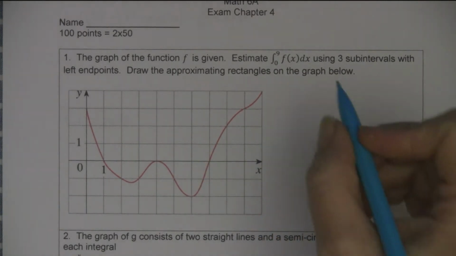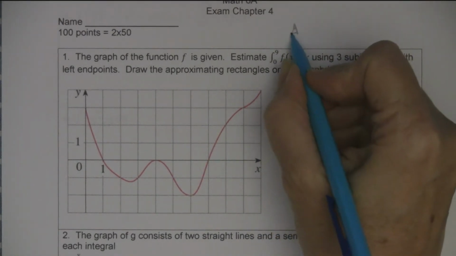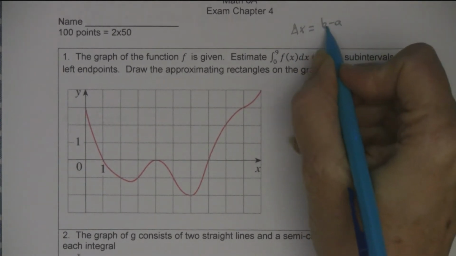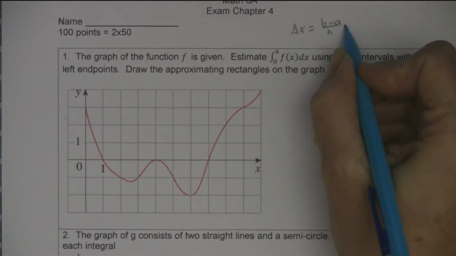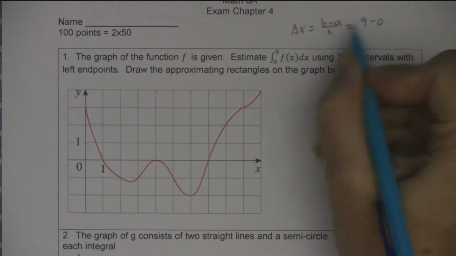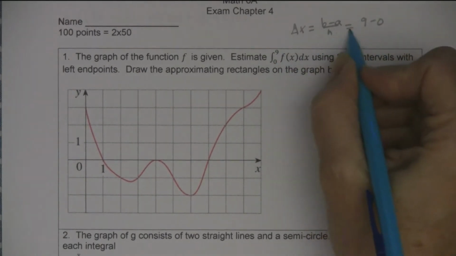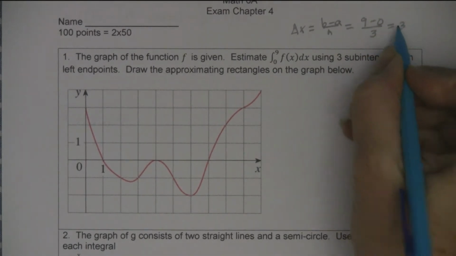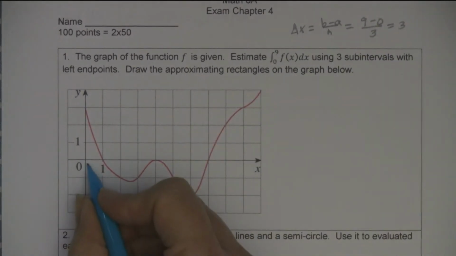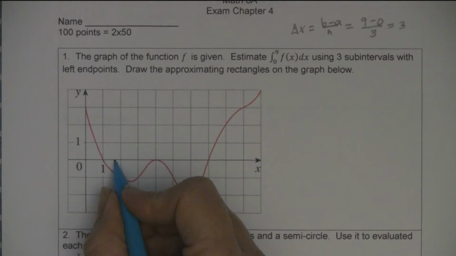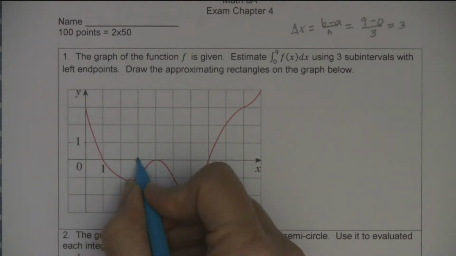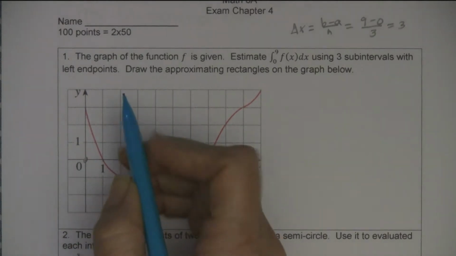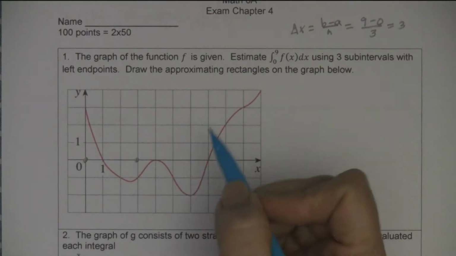And so let's first find out what our delta x is. It's b minus a over n, which is 9 minus 0 over n, which is 3, so it's 3. And we're starting here at 0. We're going to go over 3, 1, 2, 3, so we're going to go here. And it told us to use the left endpoint, so I'm drawing out my rectangle and then I'll find my area.